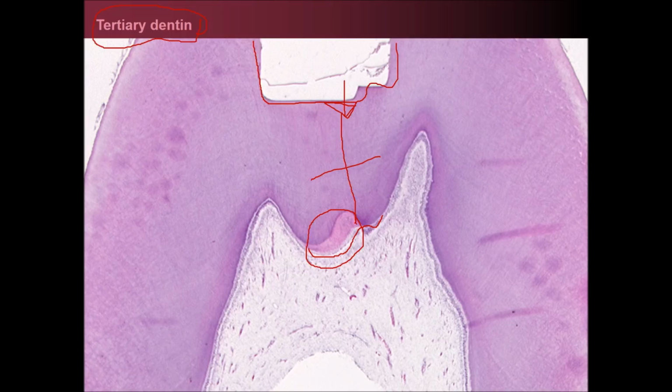Reactionary dentin, where we have the original odontoblasts, produces this newly formed dentin. This newly formed dentin may be tubular, atubular, regular, or irregular. It may be osteodentin, where we have the osteoblasts entrapped inside the dentin.